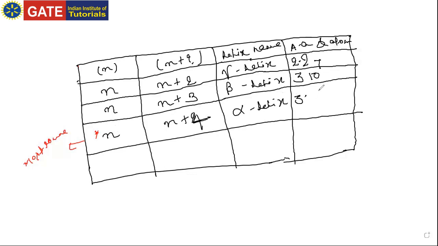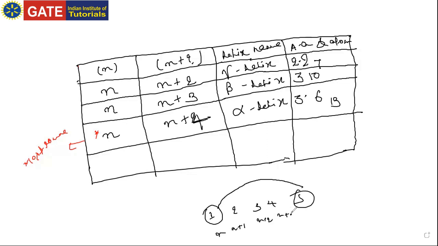In that, 3.6 amino acids and 13 atoms. Suppose the first amino acid is number 1, then 2, 3, 4, and the 5th one. So bond formation is between these two. This is N plus 1, N plus 2, N plus 3, and this is N plus 4. So the hydrogen bond between the first and the 5th amino acid is the most common helical structure, called alpha helix, and in that 3.6 amino acids are present in one helical turn and 13 atoms are there.